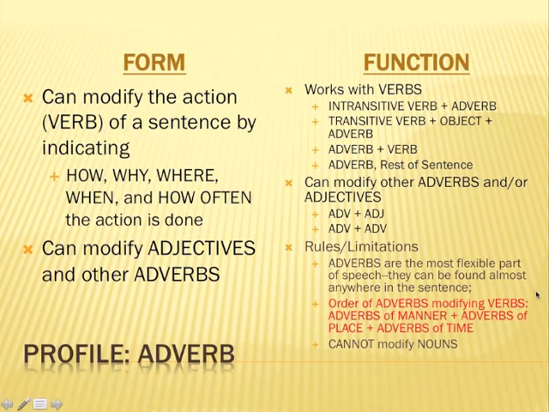This is information that we can recognize when we go back to the profile of an adverb. Some particular rules and limitations are the fact that adverbs, especially those modifying verbs, do follow a certain order. For example, adverbs of manner would go before an adverb of place, which would then go before an adverb of time. Not all of these ideas will be present in the sentence, but if they are, we have to remember the order or location that they follow.